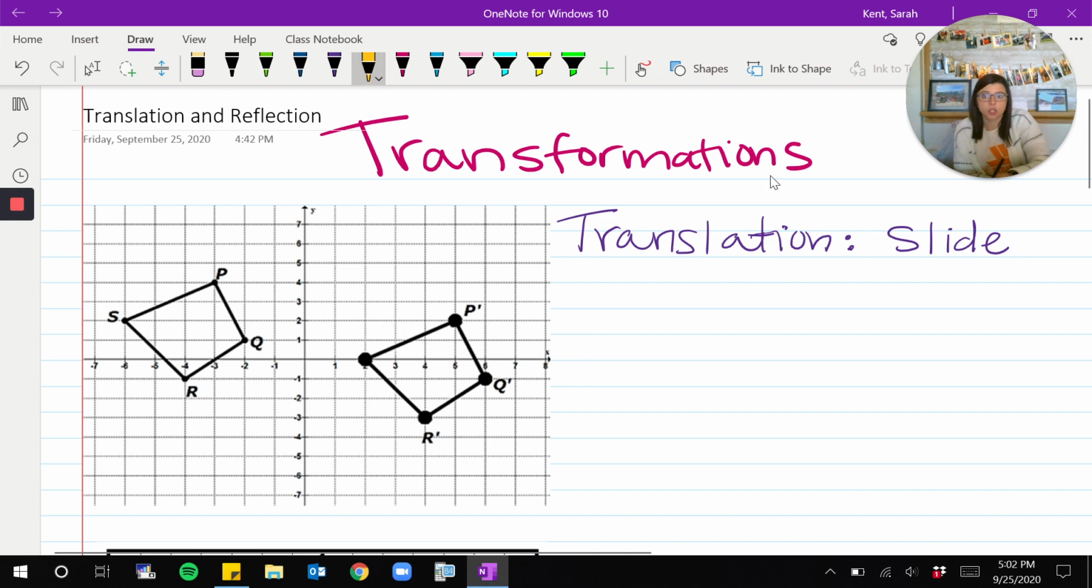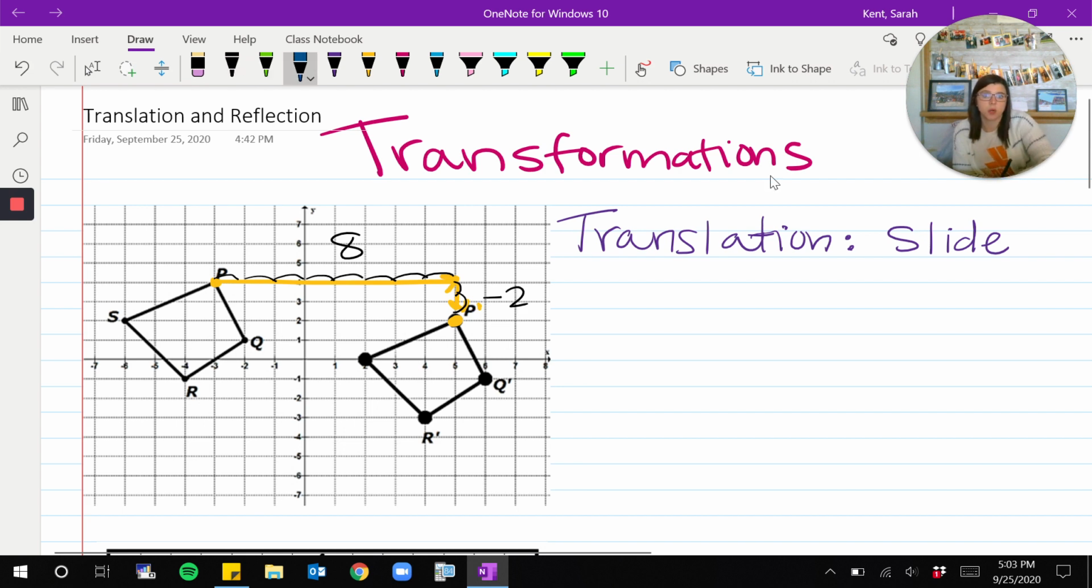So if we look at this picture and we want to go from point P to the new P, this little apostrophe means P prime, the new P. We would see how many over do we go and how many down do we go. So when we count over, we count 1, 2, 3, 4, 5, 6, 7, 8 over. And then when we count down, we've got 1, 2. So we went down 2.